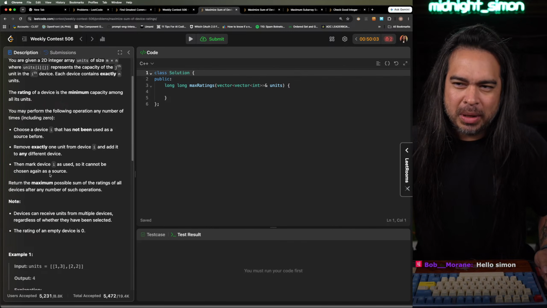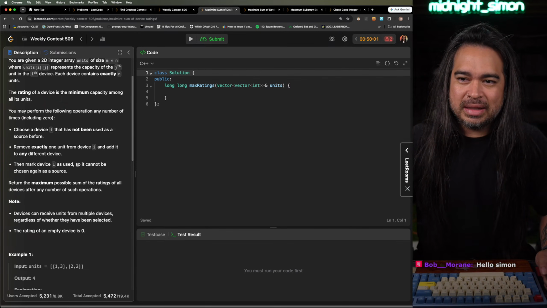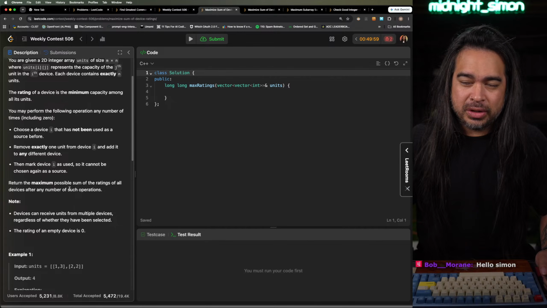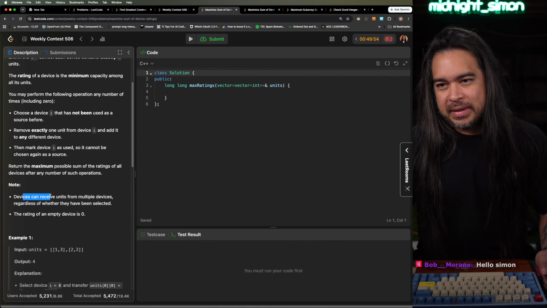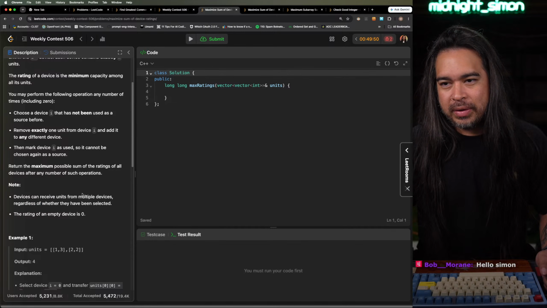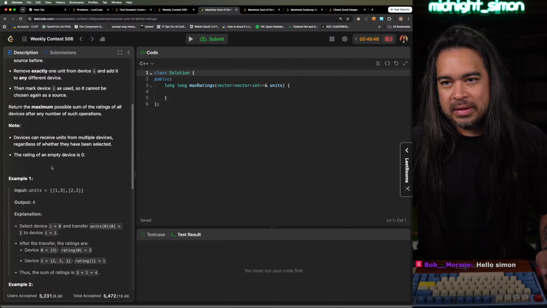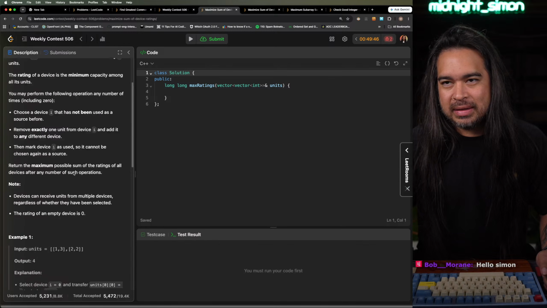Return the maximum possible sum of ratings of all devices after any number of such operations. Note, devices can receive units from multiple devices regardless of whether they have been selected. The rating of an empty device is 0.